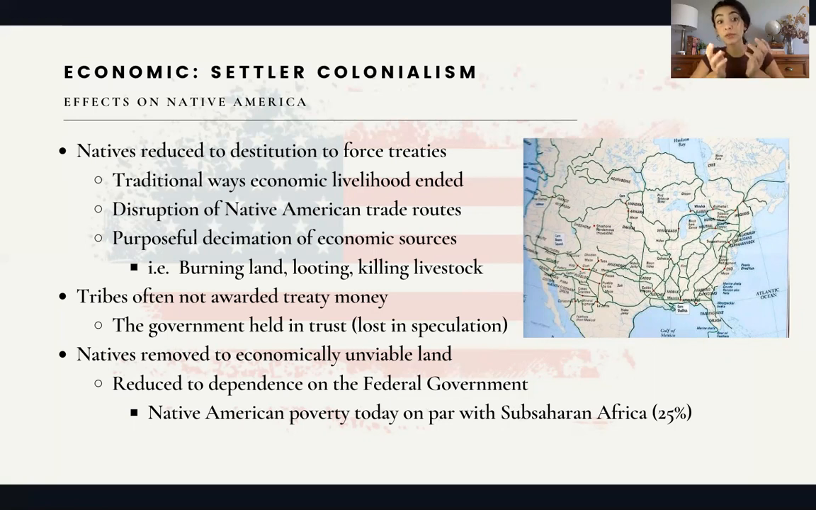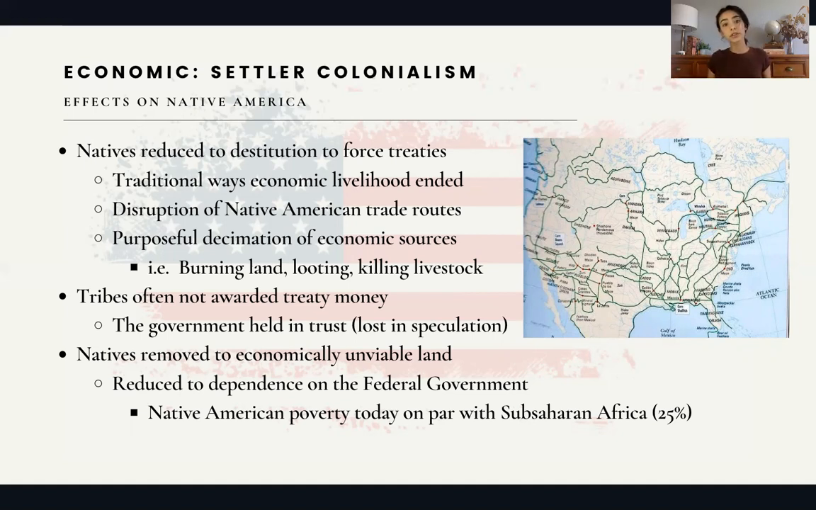There was the purposeful decimation of economic resources, which on the last slide you would have seen a picture of, all of the buffalo that had been killed by people going west. So this was a way of subsistence for Native Americans that was completely wiped out. Land was burned, there was looting, they killed livestock, so that Native Americans had no choice but to die or move west. Sorry, those are really harsh terms, but that was the intention. It was a genocide. It was basically genocide.